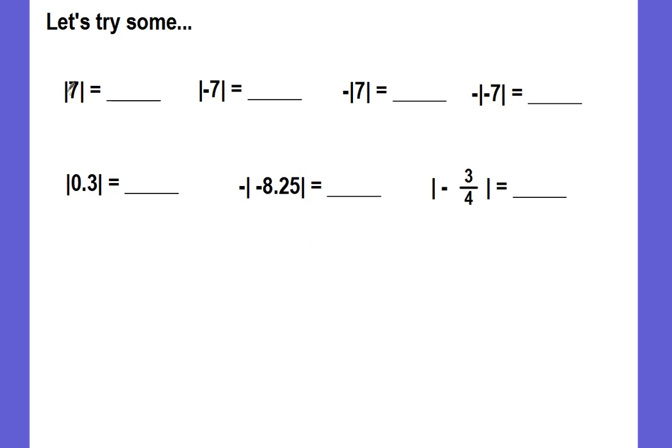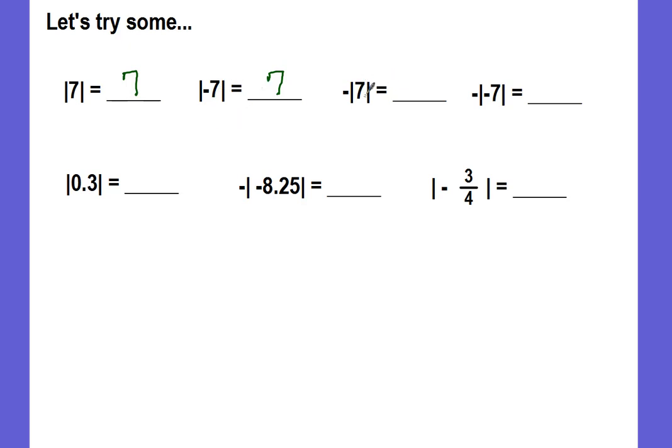Here we go. This is read, the absolute value of 7 is 7. Absolute value is always positive. The absolute value of a negative 7 is 7 as well, because the absolute value of a number, doesn't matter if it's a positive or negative number, will always be positive.